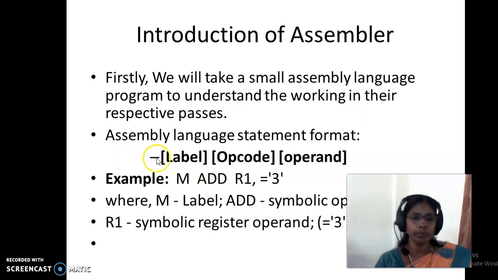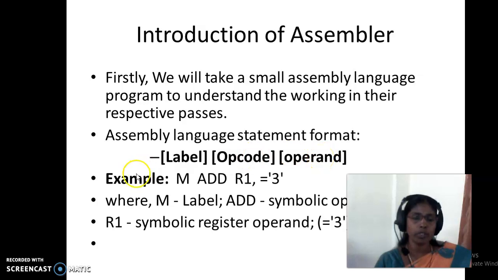Here we are discussing a small assembly language program. To understand the program, first we have to know about the general format of an assembly language statement. The format contains three parts: first part is a label, second part is an opcode, third part is an operand.